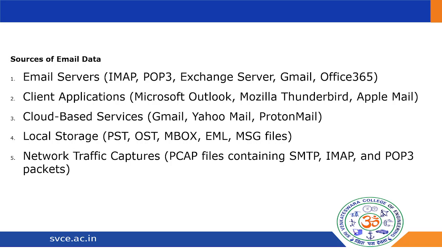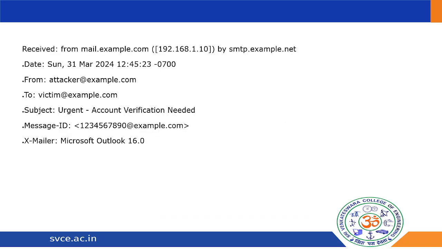Then you have local storage things called PST, OST, Mbox, EML, MSG files. For the network, capturing means a PCAP file containing SMTP, IMAP, and POP3 packets. Okay, so those are the different sources of an email.